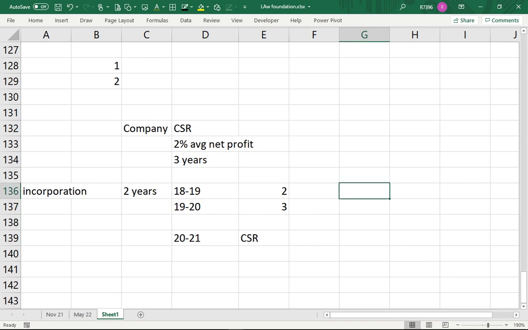So how will the 2% be calculated? First of all, you have to go with the average. So average will be here 2 plus 3 divided by 2. So that comes to 3.5. Oh, I'm sorry, not 3.5. 3 plus 2, that comes to what? 5. So 5 divided by 2, that comes to 2.5. So 2.5 crores will be the average profit, and 2% of this 2.5 crores will be considered as the CSR fund, CSR amount. Alright, so that will come somewhere around 5 lakhs, right? Okay, what does the next paragraph say?